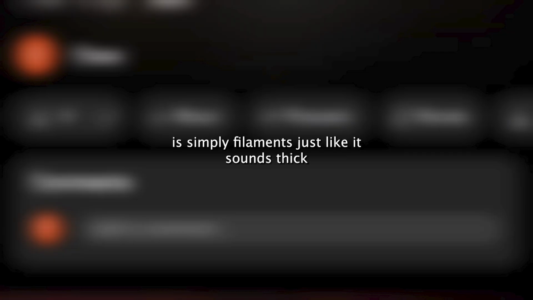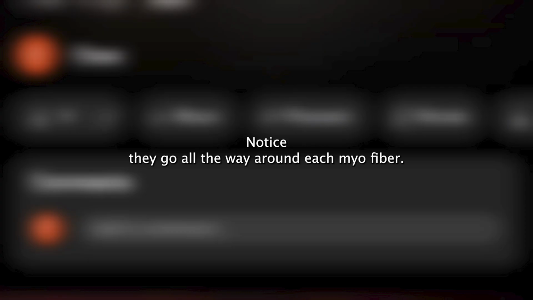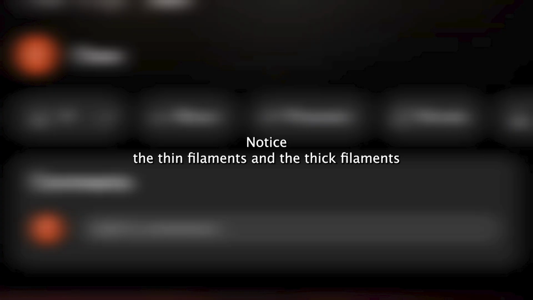Here's the thin filaments. Here's the thick filaments. Just like it sounds, the thick filament is thicker than the thin filaments. Here's the myofibrils. Here's the T-tubules. Notice they go all the way around each myofibril. This is a myofibril here. These are all myofibrils. Notice the thin filaments and the thick filaments here.